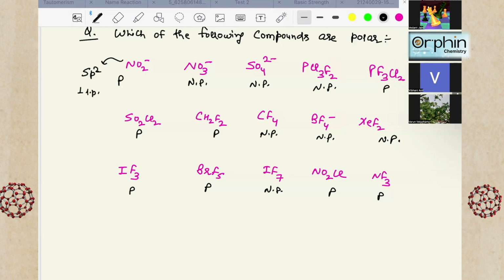In NO3 minus, every side atom is the same, and the hybridization is coming as sp2. There are three side atoms, which means there is no lone pair. So it is the case of regular geometry, and regular geometries are non-polar. SO4 2 minus: again 6 plus 2 is 8, 8 divided by 2 is 4. 4 means sp3, the side atoms are 4 and they are the same. So again regular geometry, again non-polar.